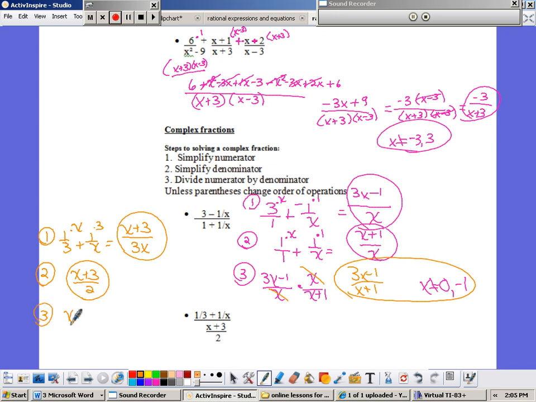Step 3, take step 1 and divide it by step 2, which means I'm flipping it. Restrictions. X cannot be 0 or negative 3. The x plus 3's cancel out, so I have 2 over 3x with those restrictions. Use the 3-step process. It makes it so much less complicated.